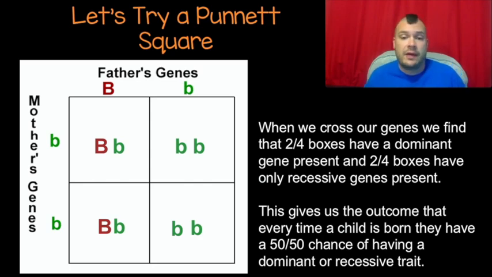That gives us the outcome that every time a child is born, there is a 50-50 chance of having a dominant or a recessive gene. So kind of like flipping a coin, you've got a 50-50 chance of getting heads or tails. So if you had this combination, then you would have a 50-50 chance. Now why is this important? Well, eye color is not going to make us survive as a human race.